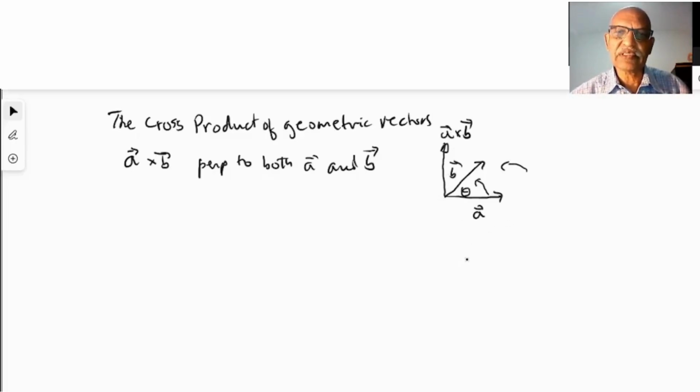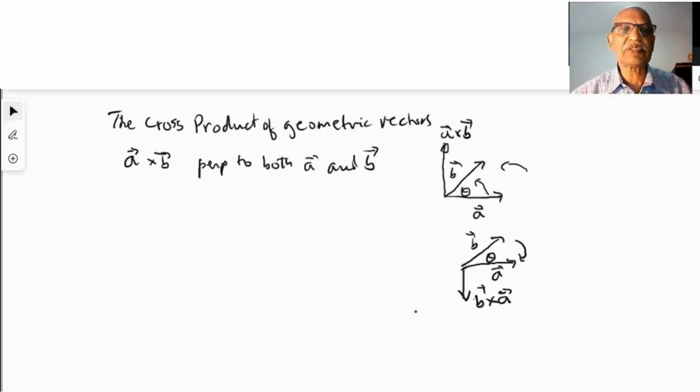If this was B cross A, going this way here, clockwise, B cross A, that means it's going inside, so it goes down here. So this is B cross A. They are not the same, they are in opposite direction, A cross B and B cross A.